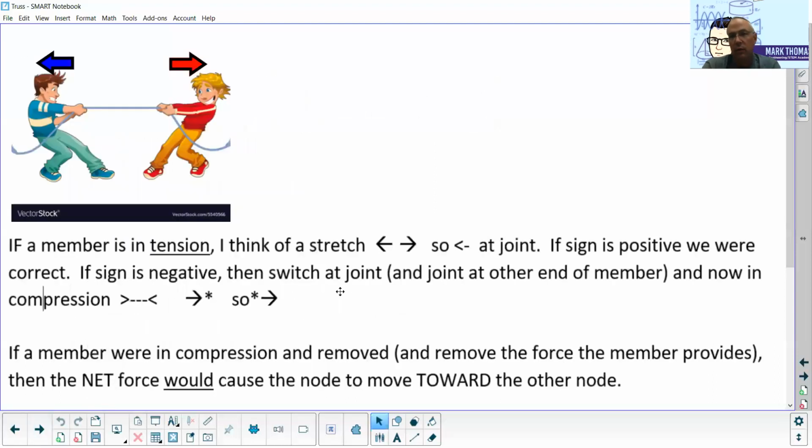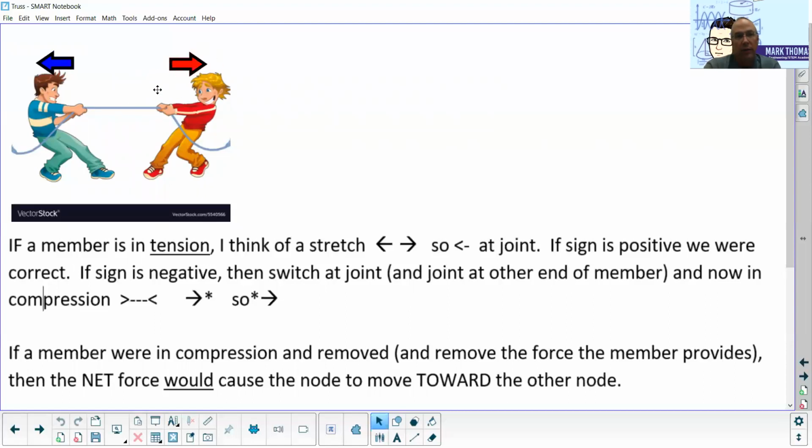Here's a picture that will hopefully help us understand what's going on. Red is pulling to the right, blue is pulling off to the left. The member would be the rod between them. If a member is in tension, we think of it as occurring exactly as we have drawn here. So the question is, what is the red doing on the member?